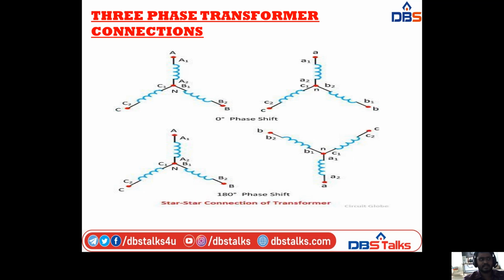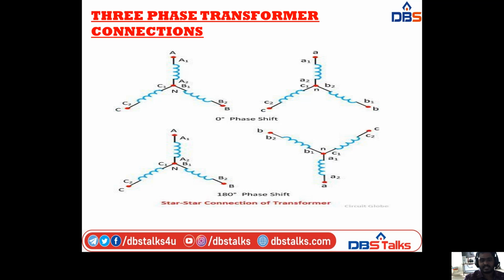The delta delta connection is a closed connection, in the shape of delta, but this star connection is in the shape of Y. Alphabetical order is Y. So this is the star connection. Here the terminals are A, B, C. Here we have the windings, primary and secondary.